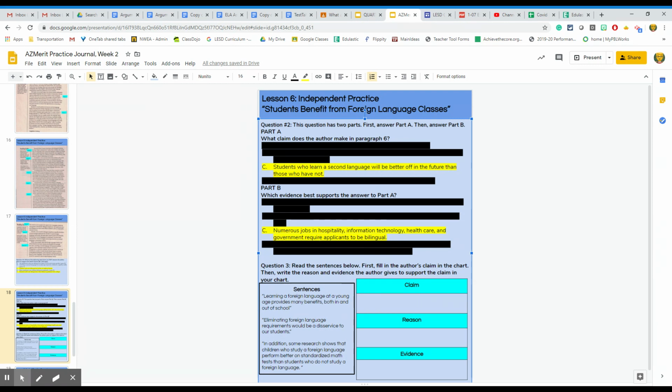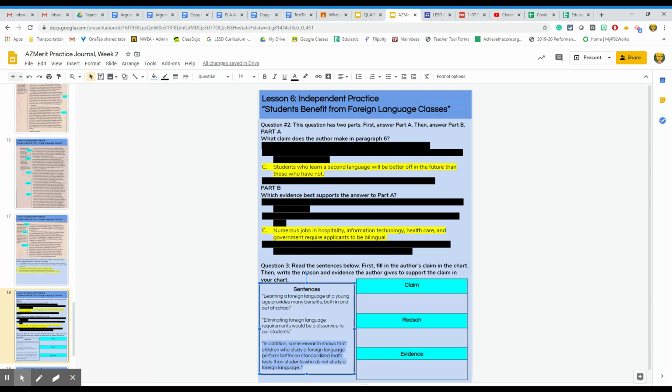So we have these following sentences. Learning a foreign language at a young age provides many benefits both in and out of school. Eliminating foreign language requirements would be a disservice to our students. In addition, some research shows that children who study a foreign language perform better on standardized math tests than students who do not study a foreign language. Okay, so out of these three options, which one is the author's claim, their overall claim? Well, it's definitely not this one because this is a little hint. If it's a really long sentence or more than one sentence, it's likely it's too long to be a claim.